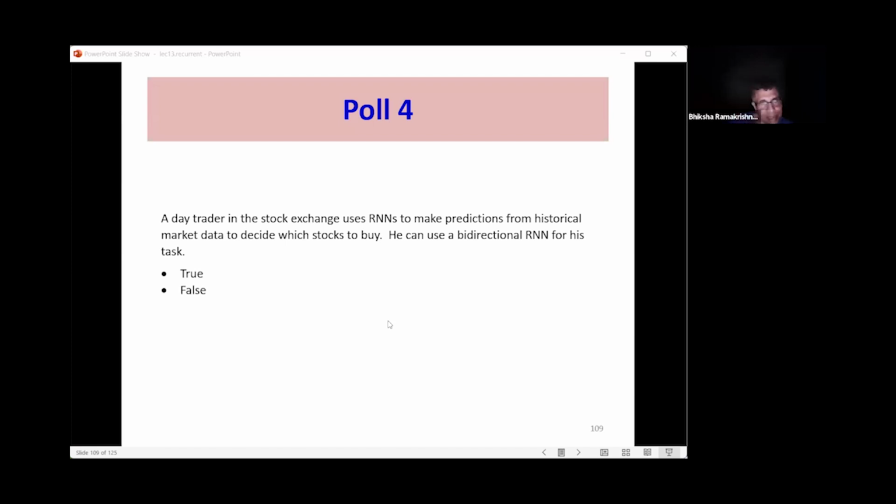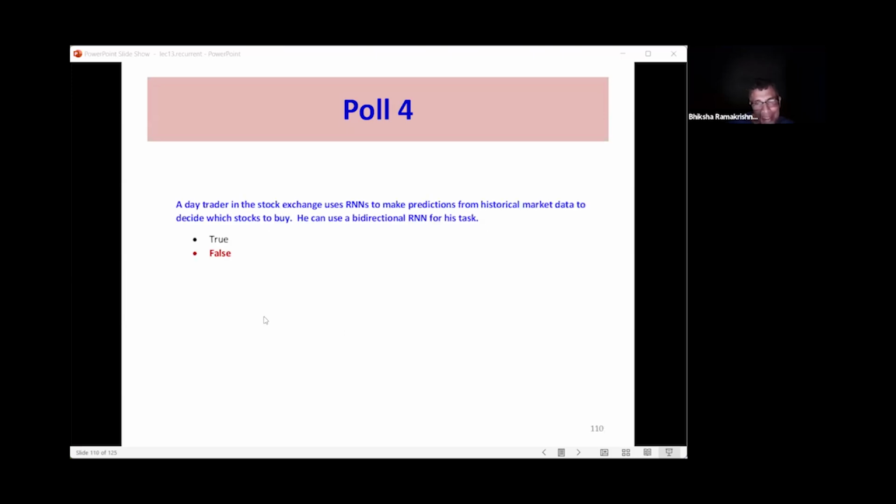Future data are not available, right? A day trader, if he's trying to make predictions, cannot use a backward network because the backward network needs to know things that happened after today. The trader doesn't have a crystal ball. So this cannot be, right? I would be rich if I could see the future data. So this can only be used in problems where you have the entire input data, like in part of speech tagging, speech recognition, and so on.